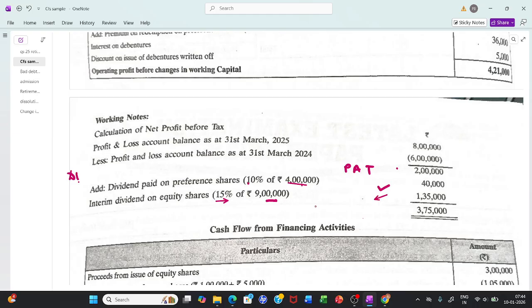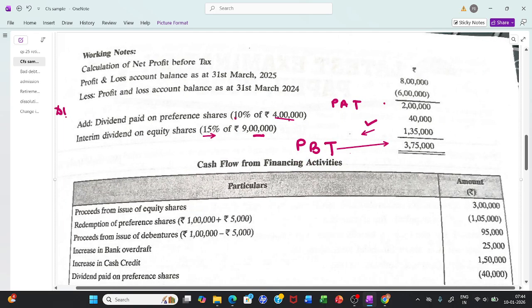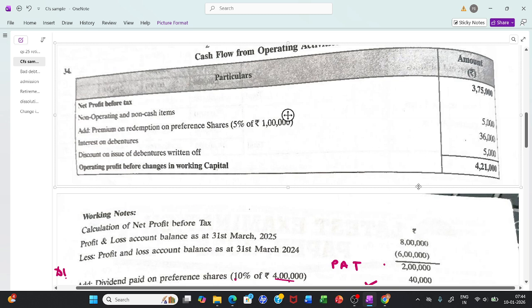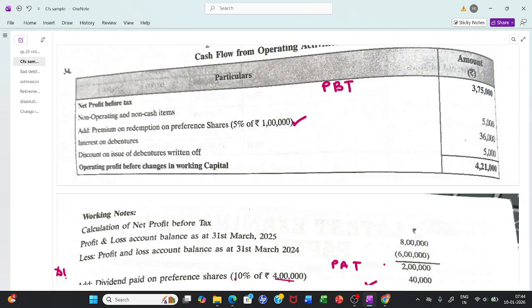So when we add these two amounts, we get profit before tax of 3,75,000. Now I come to my operating activities. This profit 375 is my profit before tax. Add to this premium on redemption. Like we have goodwill written off, where we add those non-cash non-operating items. We will add premium on redemption of preference shares, interest on debentures. Let me show you the amounts, how much.